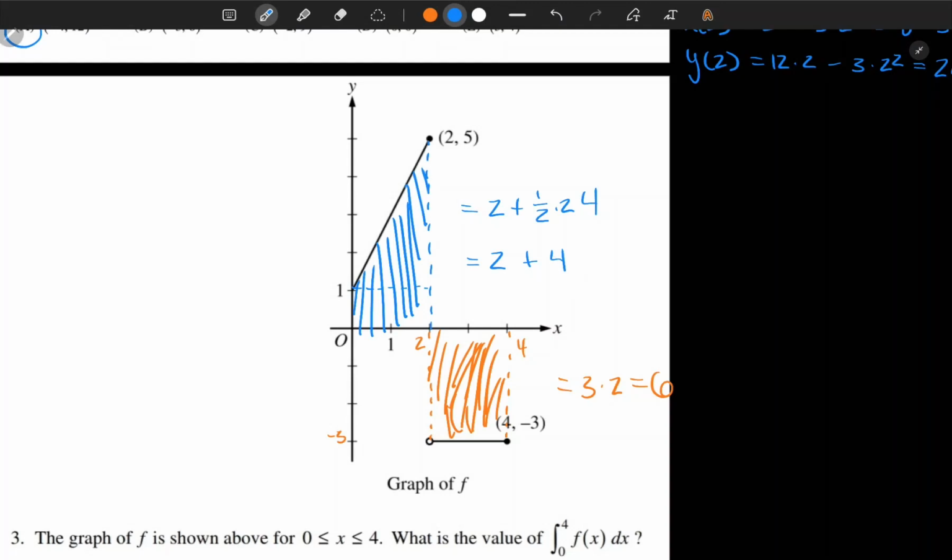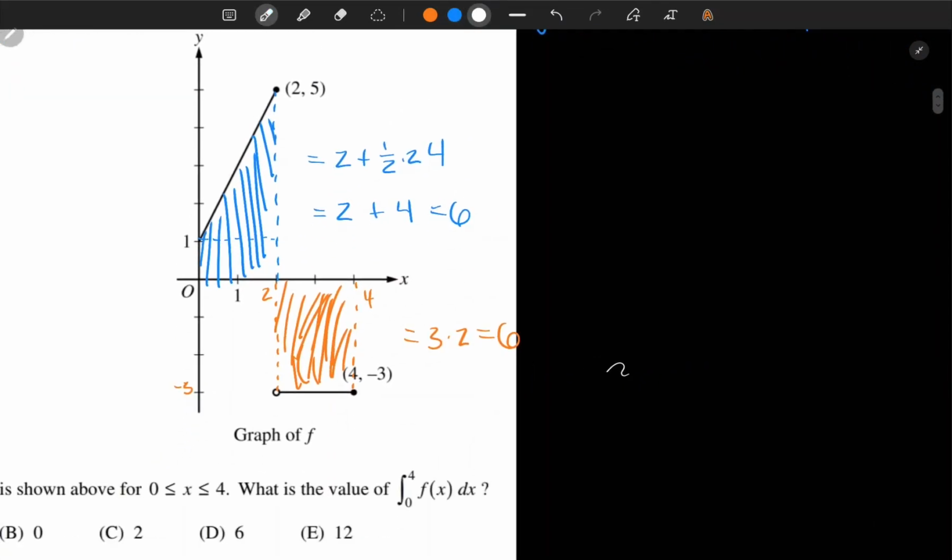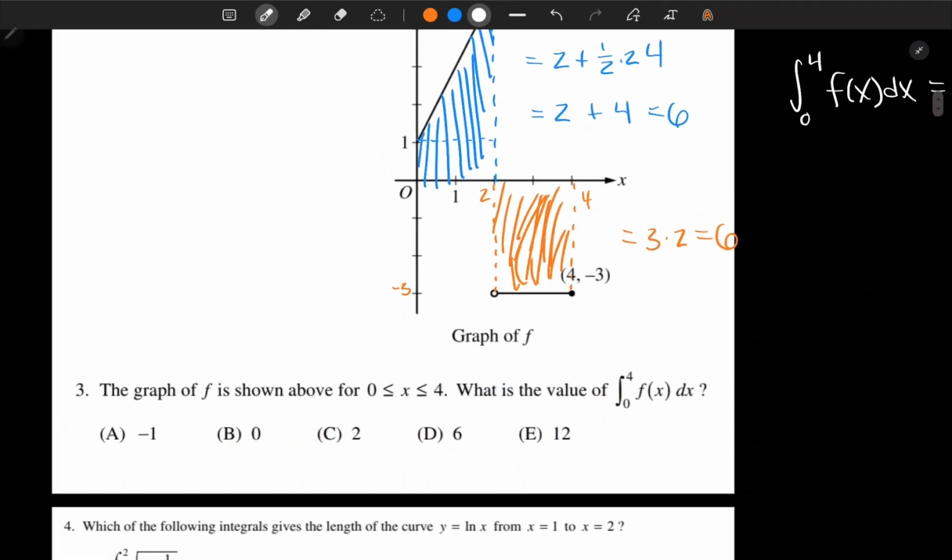Then we see that this is 6. So the total area underneath this plot is given by the integral from 0 to 4 of f of x dx, which is equal to, well, it's 6, the positive contribution, minus the negative contribution, which is 6. So the answer here is 0. There's no net area under this plot. So the integral here is 0. So the answer is B.